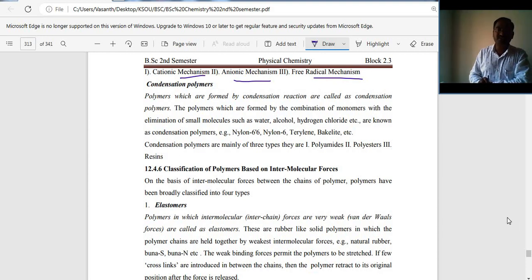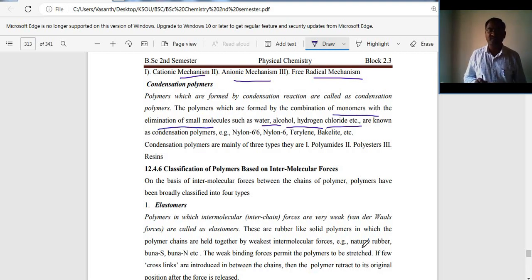Condensation polymers means when monomers are joined together with elimination of small molecules like water, alcohol, hydrogen chloride, etc. Polymers which are formed by condensation reactions are called condensation polymers. The polymers formed by combination of monomers with the elimination of small molecules are called condensation polymers. Examples: nylon 6,6, nylon 6, terylene, bakelite, etc. Condensation polymers are mainly of three types: polyamides, polyesters and resins.